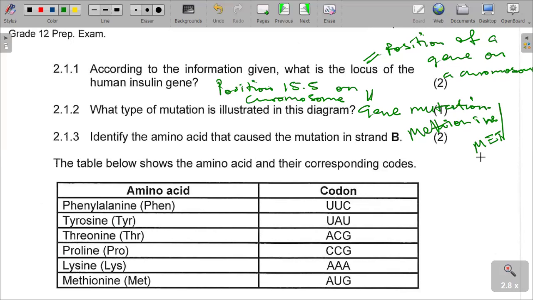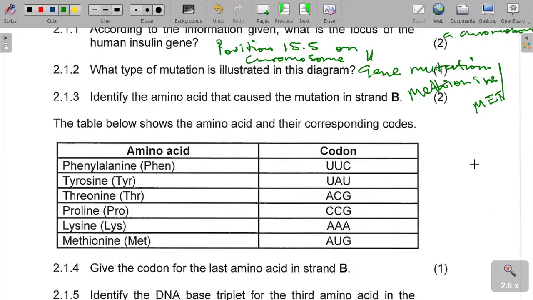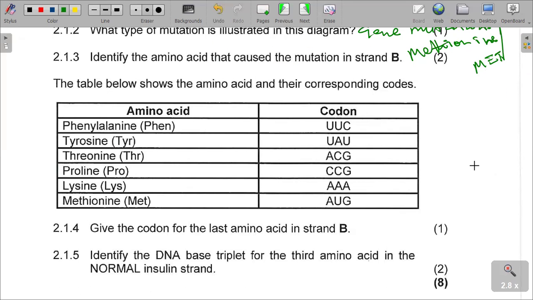Of amino acids. And then the table below shows the amino acids and their corresponding codes. This is the table of amino acids and the codons there. I'm sure you remember, in regard to the types of RNA, where we get codons and their anticodons. I'm sure we are able to pick up and match them very well.